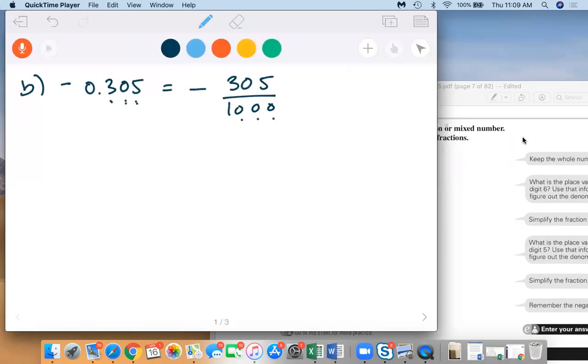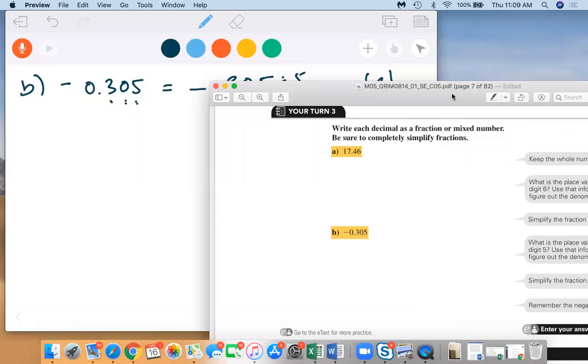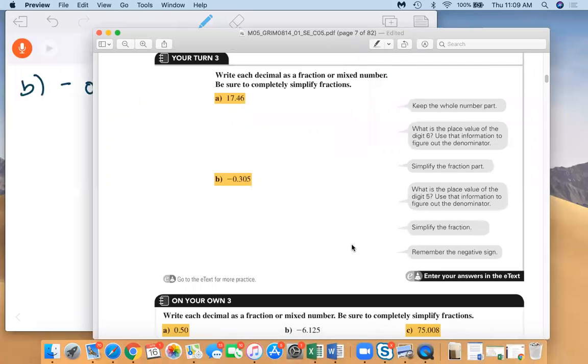Okay, and I know that can be reduced. I think a lot of decimals are a lot easier, right? So we have 305 over 1,000. If we were to divide both by 5, we would get negative 61 over 200. And that's as reduced as it gets. And it's a proper fraction because it's less than 1, right? Because the top is smaller than the bottom, so you're good to go. Any questions about how to do those?